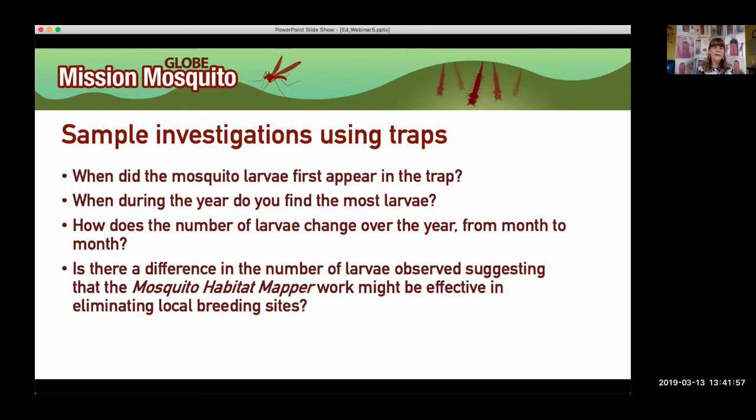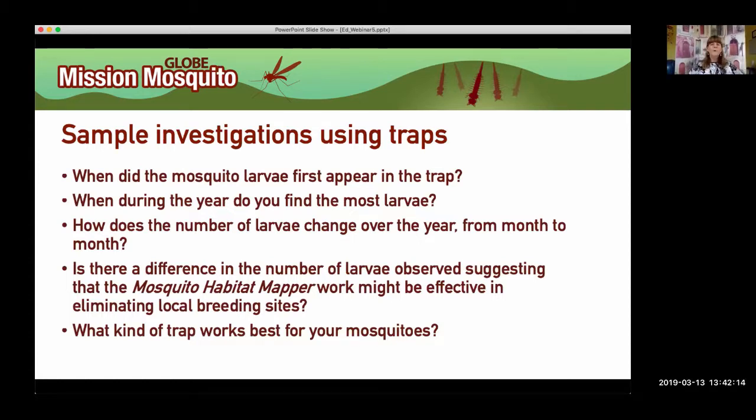Excellent math activity. Is there a difference in the number of larvae observed that is suggesting that the mosquito habitat mapper might be effective in eliminating some of these local breeding sites? And one more idea we had, and of course you and your students will probably come up with a whole lot more ideas. And again, I would love if you email me some of the various investigative questions that you come up with that you feel could be answered or you have found can be answered by your students. And then what kind of trap bait works best for mosquitoes?